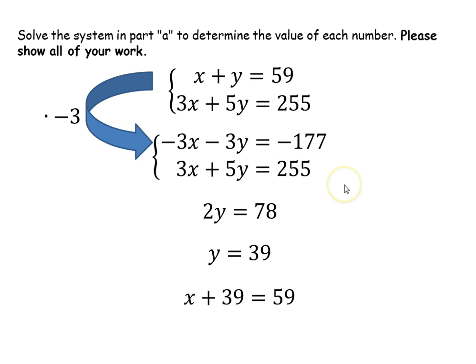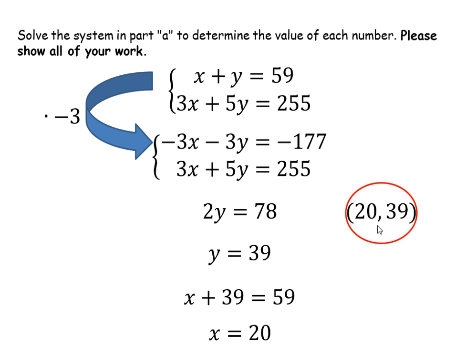Take that number, plug it into the top equation, because x plus y, well, y is 39, has to equal 59. And if y is 39, therefore x has to be 20. So the solution to this system is when x is 20 and y is 39, as indicated by our ordered pair right here.